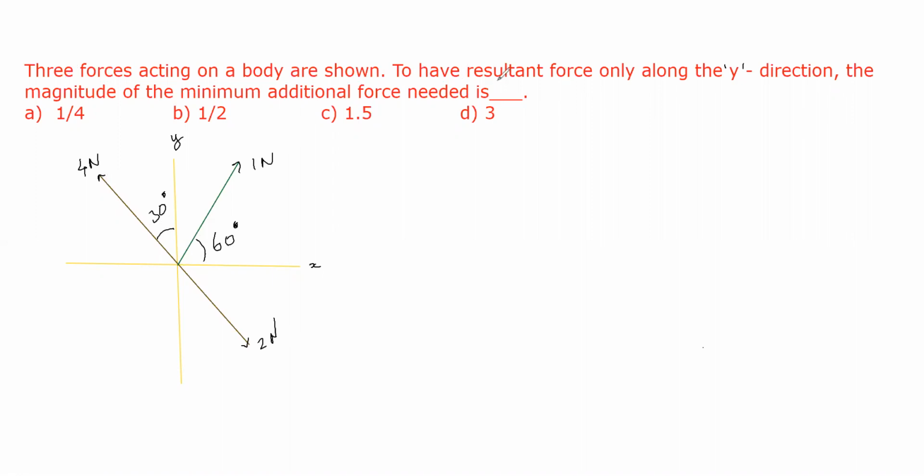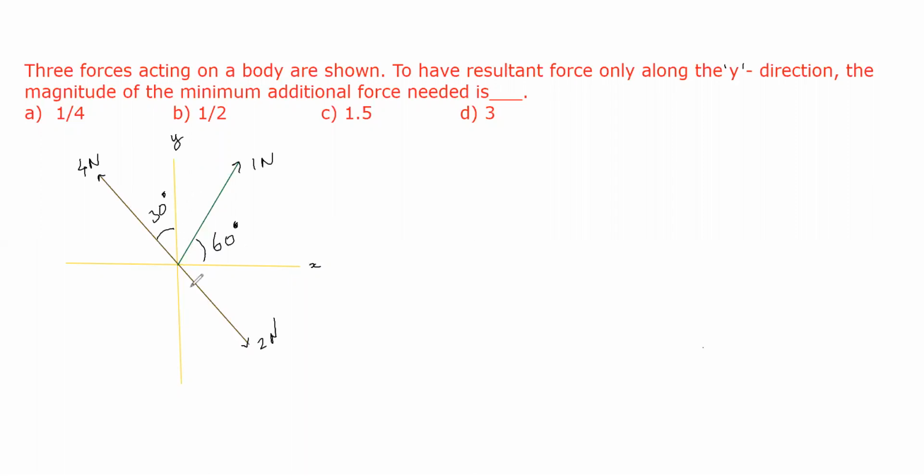Now they are asking to have the resultant force only along the y direction. The magnitude of the minimum additional force needed is dash. What does that mean? The net force should be in the y direction. That means the net force along the x direction should be 0. If the net force along the x direction is 0, then there will be a net force in the y direction only.